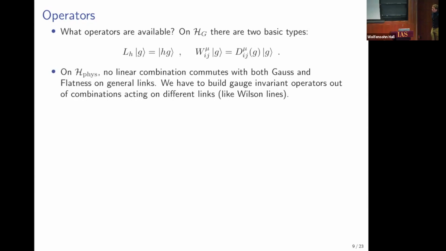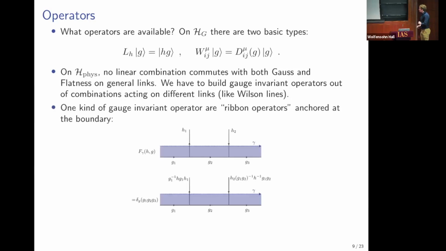What's important is that on the physical Hilbert space, no linear combination of these commutes with both Gauss and flatness on general links. You generally build gauge invariant operators out of combinations acting on different links, like Wilson lines. So this one acting on just some link in the middle of the lattice will violate Gauss's law. But if you appropriately combine it with W's on adjacent links all the way out to the boundary, then it can be gauge invariant. A particularly relevant kind of gauge invariant operator in this model is ribbon operators. Wilson lines are a special case of ribbon operators here.